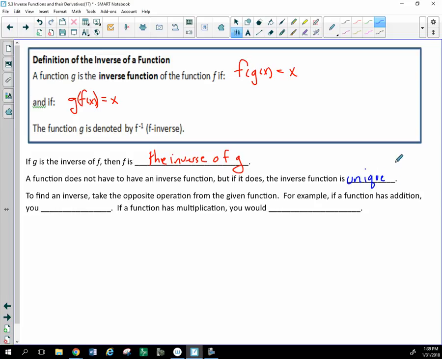And basically what this means is there's no plus c family. So it's not a whole bunch of them, it's just one function as we go along. And so then to find the inverse, take the opposite operation of the given function. For example, if the function has addition, you would subtract. And if the function had multiplication, then you would divide. Right, and those are the inverse operations, and that's what you're used to doing. So make sure you get all of this down, pause it if you need to.